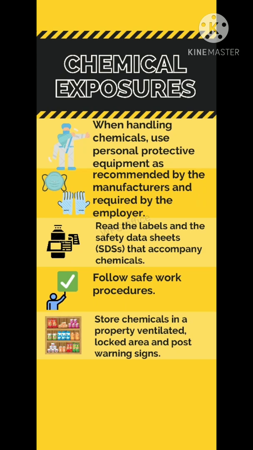Chemical exposures. Many chemicals used in the workplace may cause irritation or even serious injury or disease. These are some ways on how to avoid it. First, when handling chemicals, use personal protective equipment as recommended by the manufacturers and required by the employer. Second, read the labels and safety data sheets that accompany chemicals. Third, follow safe work procedures.